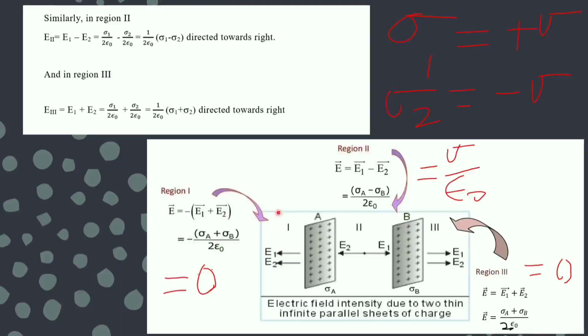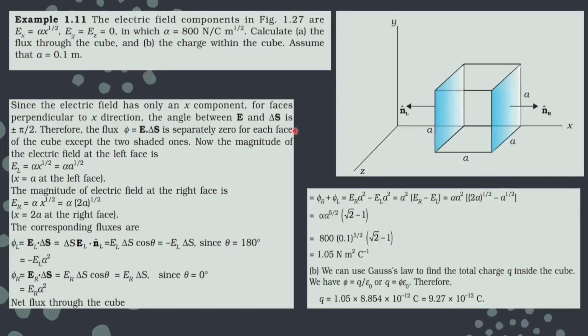Here also plus and minus will become equal to 0. So in the first region and the third region there will be no electric field. Electric field will be there only in the second region. This is one question taken from your NCERT only, because the knowledge of flux is very, very important.